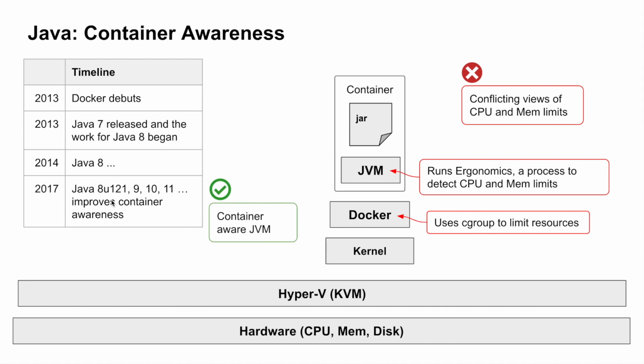So fortunately in 2017, Java becomes container aware, but 2017 wasn't that long ago, and it seems to be the trend that Java still kind of lags behind the container technology landscape. So that's the first thing that makes Java and containers kind of a weird match.